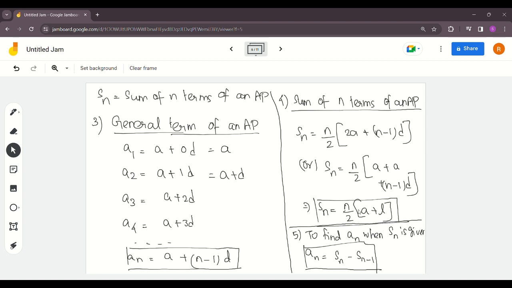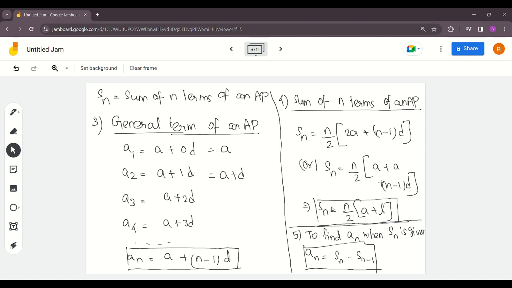From this formula, this can be derived very easily. So Sn equal to n by 2 into 2a plus n minus 1 into d. If the last term is not given, then you have to use this formula. If the last term is given, then you can use this formula.